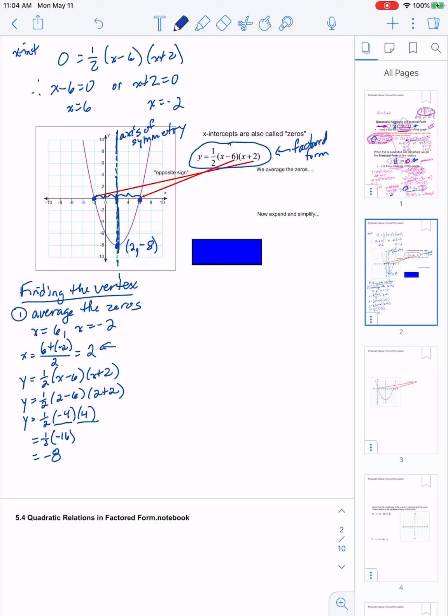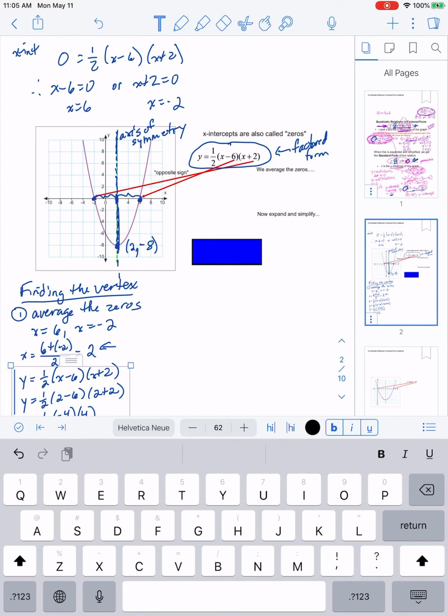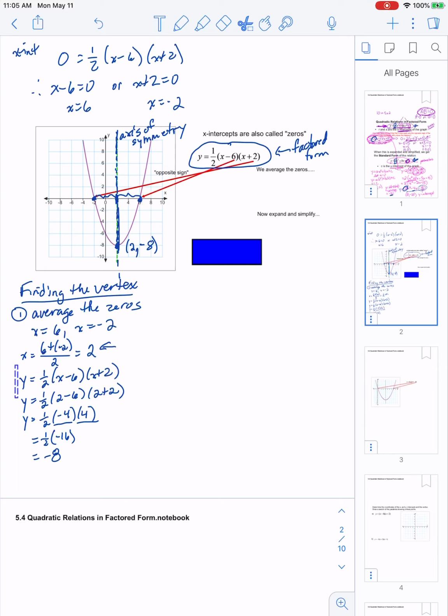So to find the vertex, number one, you average the zeros, and I guess I should have written step number 2, sub in the equation. Okay. All right, so that's finding the vertex.